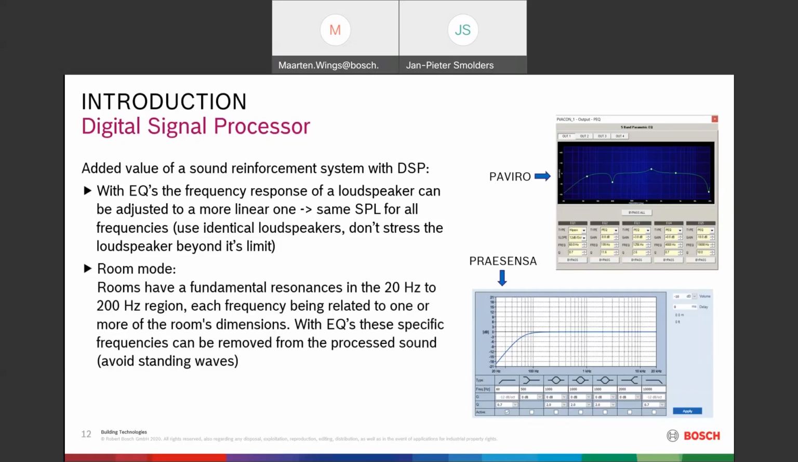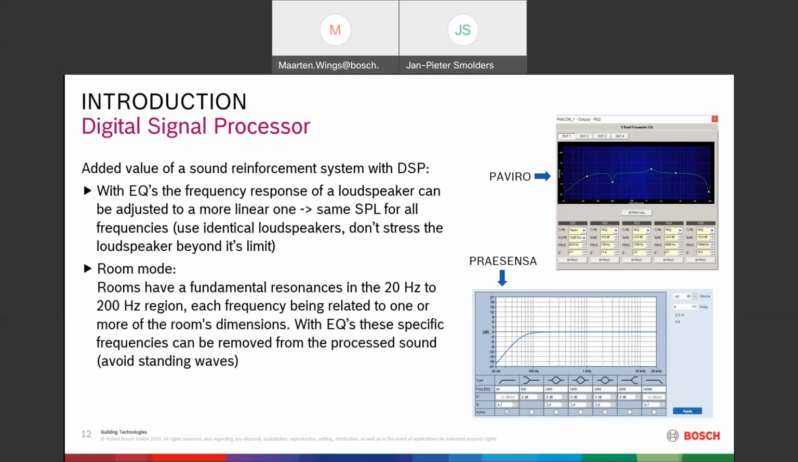Then another thing you can do with EQs is cover some room modes. Each room has a fundamental resonance, and depending on the size of a room, they vary in frequency from 20 hertz to 200 hertz. That's all based on the size. And if you have, let's say, a certain frequency in a room where it starts to resonate, you get standing waves in the room, you can take those frequencies out.